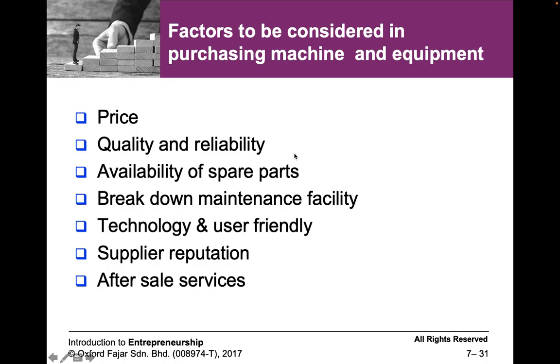Okay, then choose the company that scored the most points. For example, company A. Company A has good price, good quality, spare parts are available, and there are facilities to repair breakdowns. It is very user friendly, has a very good reputation, and also offers after sales service. So supplier A is very good, so you must choose supplier A, for example.